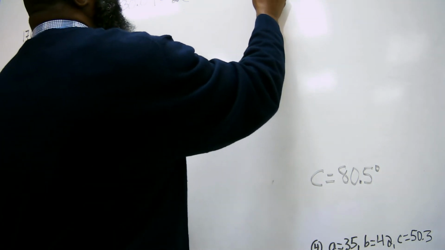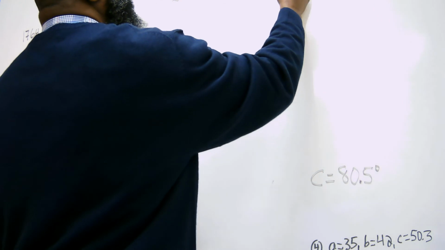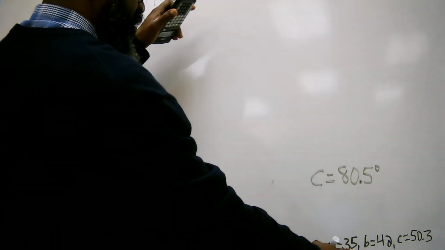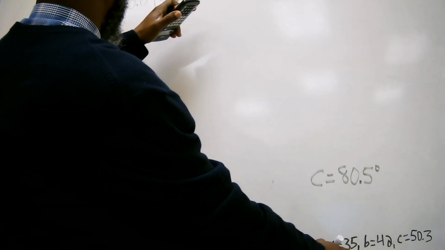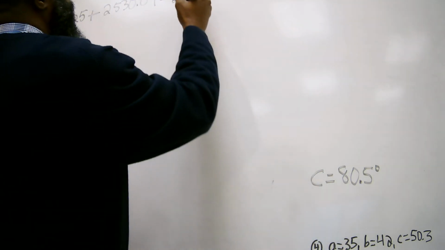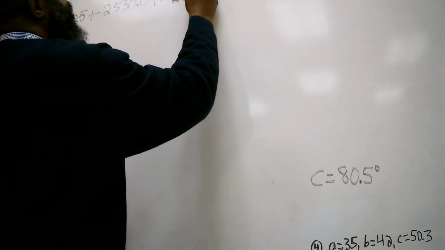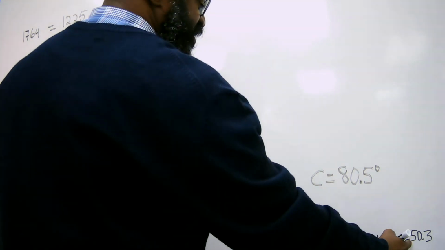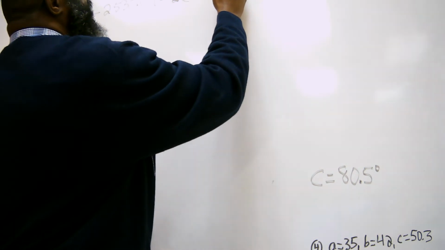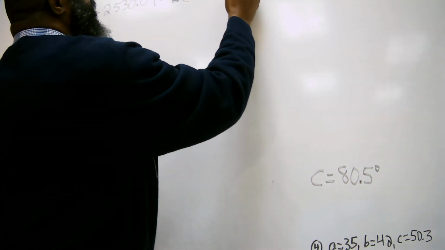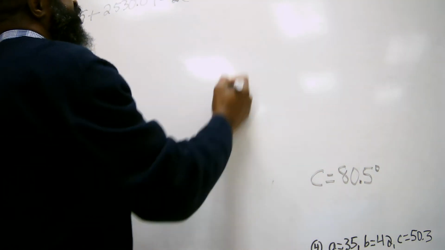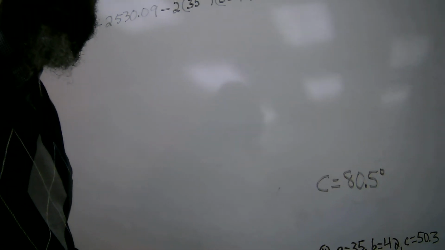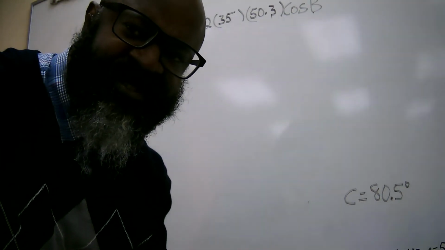cosine B. I'm looking for angle B. Alright. A is 35. Now we'll put 35 here. Alright, and my C is 50.3. I'm going to put 50.3 here. So I can go and do my order of operations. So that is the information that I have.